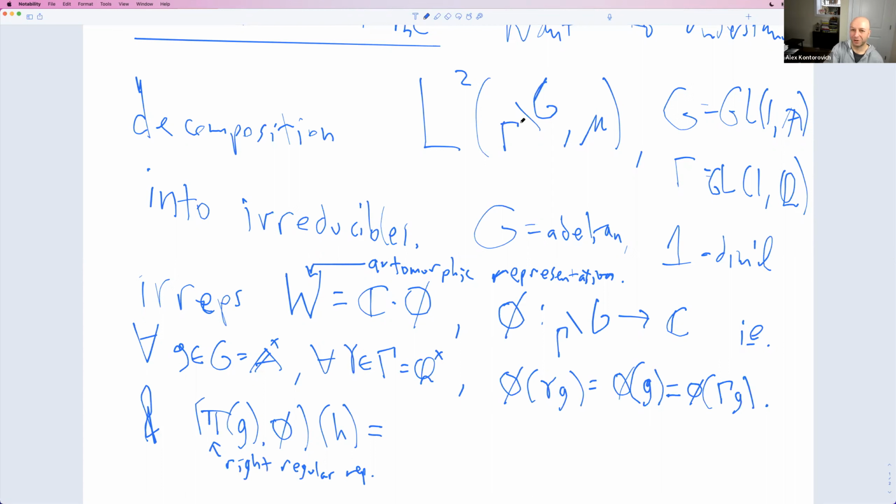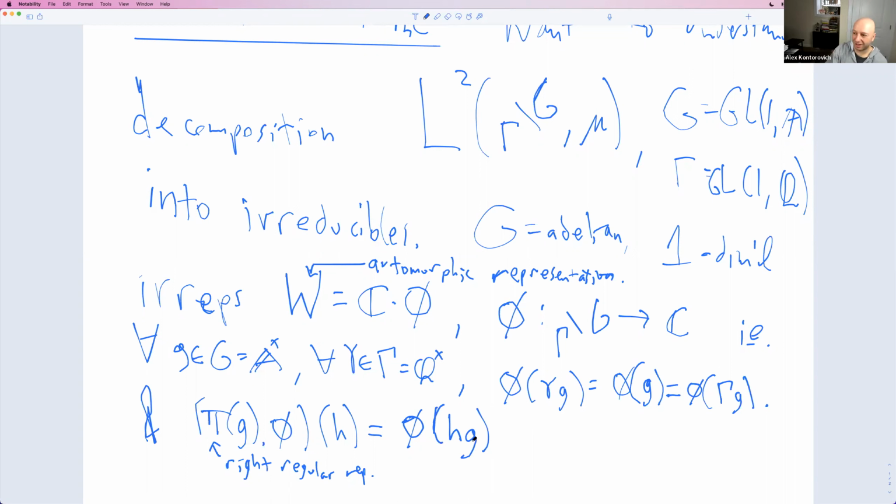The right regular representation acts on all of L2 of G, but we're already thinking about the gamma-invariant automorphic subspace, and now we're decomposing that even further into these irreducibles. The representation still does the same thing to functions. It takes phi, instead of evaluating at h, and evaluates it at hg.